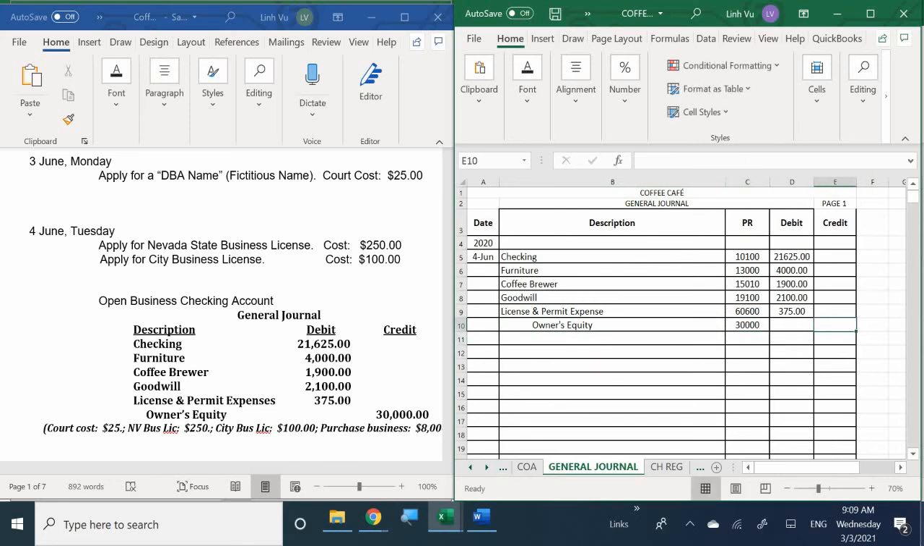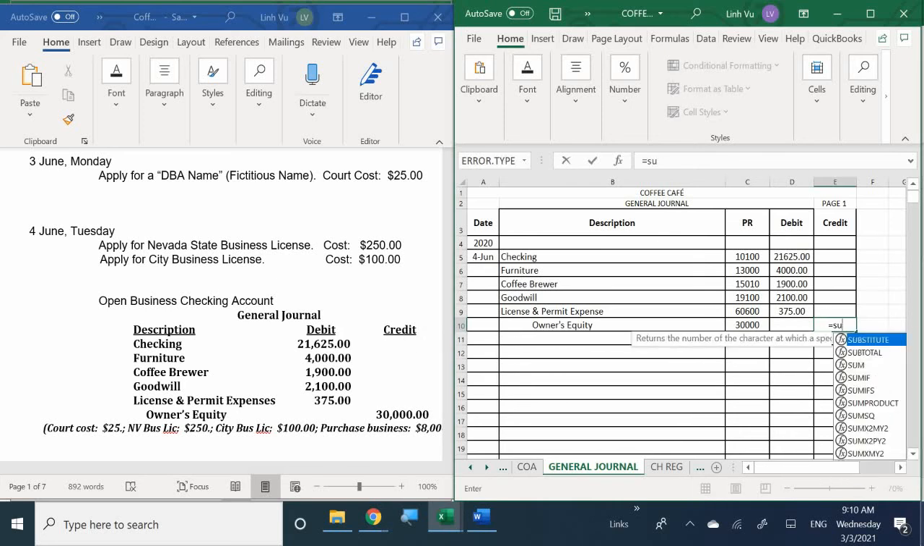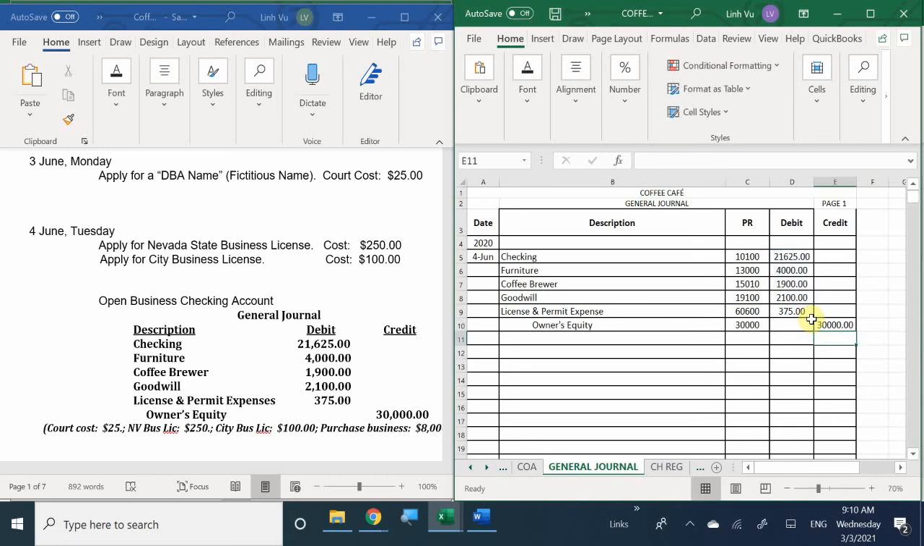Okay, so this is the bare minimum of Excel that I want you to know. If you could do equal sum, because we need to make sure that our debits match our credits. So if I do equal sum and I click on all five of these numbers, I should get $30,000. And if I do, great. If I don't, I must have typed something wrong in there.